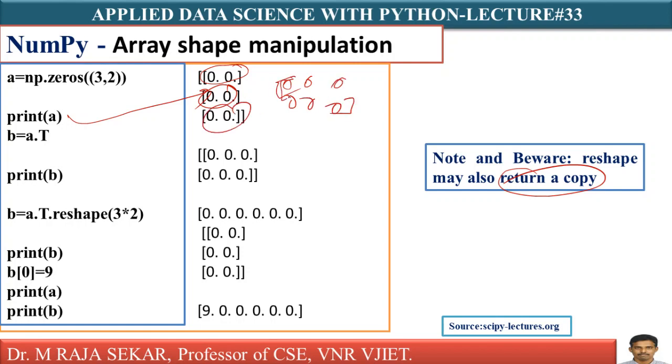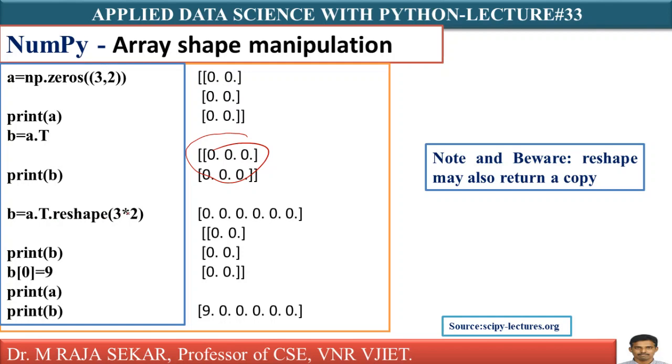This is the matrix. This is the first row. This is the second row. That's what it says. B equal to A transpose, print B, means you will get this one. A dot T, what does A dot T mean? A transpose. What is my A transpose? A transpose is this one, isn't it?